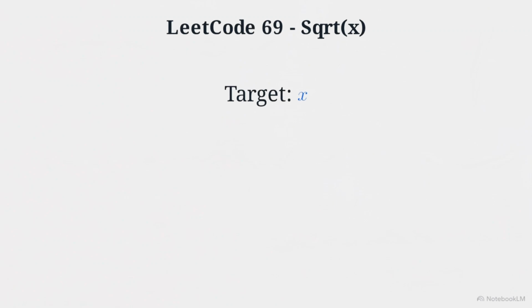We are given a non-negative integer, x, and need to find its square root without using any built-in math functions. If x is exactly 4, the answer is simply 2, since 2 times 2 is 4. But what if x is 8?